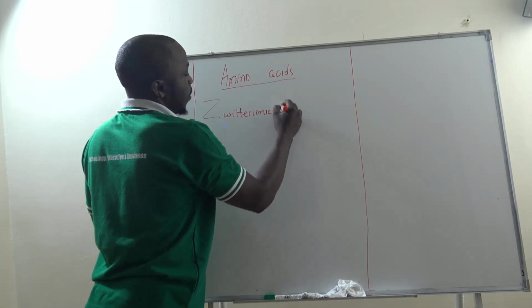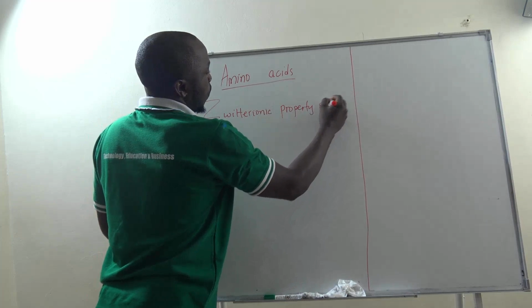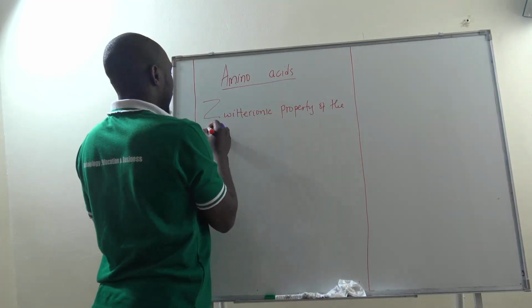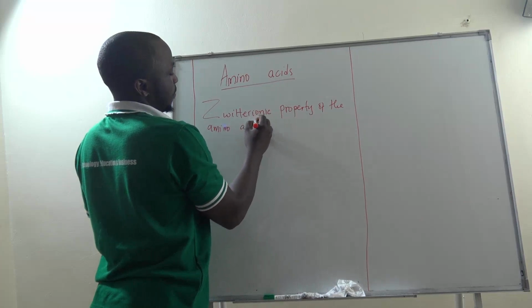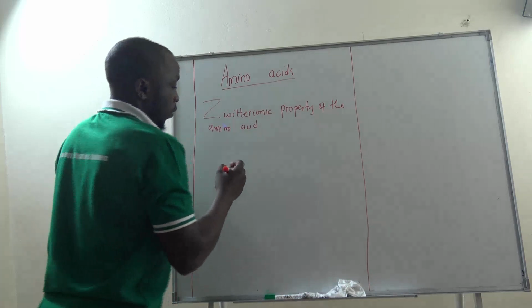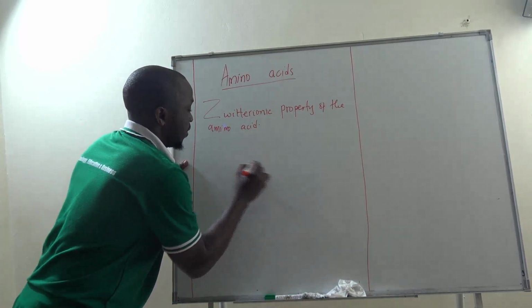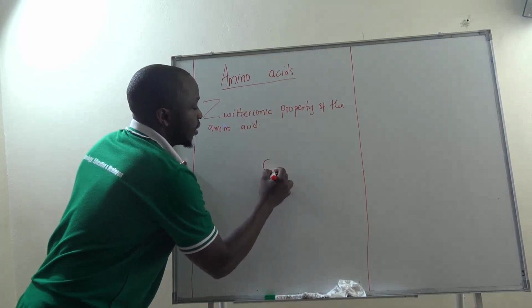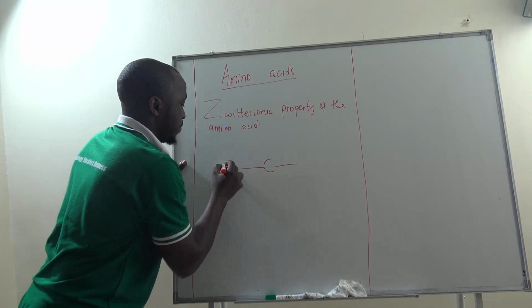Zwitterionic property of the amino acid, and the proteins at large. So we had earlier said amino acids have a generalized structure of this nature.